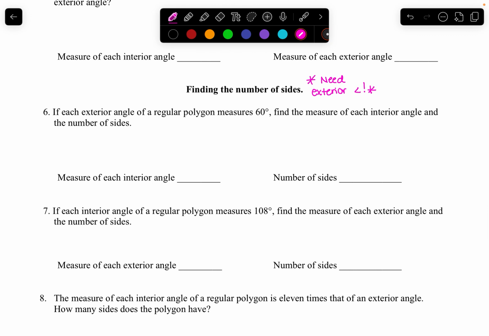Well, finding the measure of each interior angle is easy because we know that an exterior plus an interior should equal 180. This one told me that the exterior is 60. So 60 plus I equals 180. That means that my interior angle would have to be 120 degrees. Now, to find the number of sides, as long as I have my exterior angle, which I do, my exterior angle is 60 degrees, then I can take the exterior sum, which is 360, and then divide it by the exterior angle. And that should give me 6.